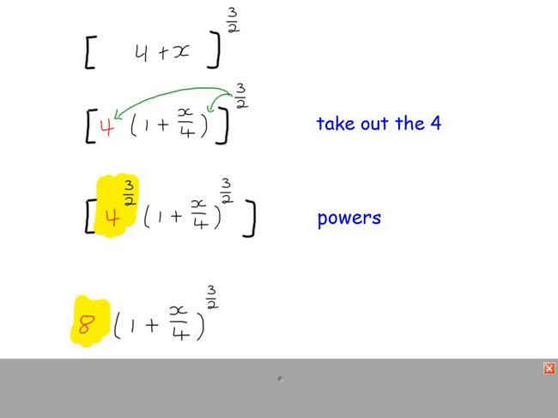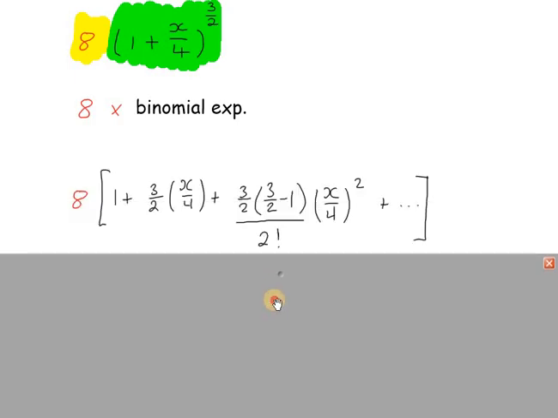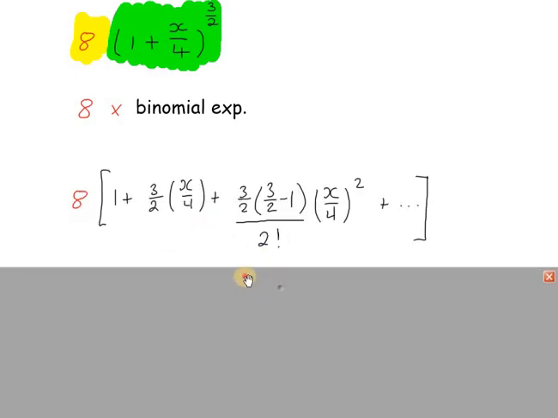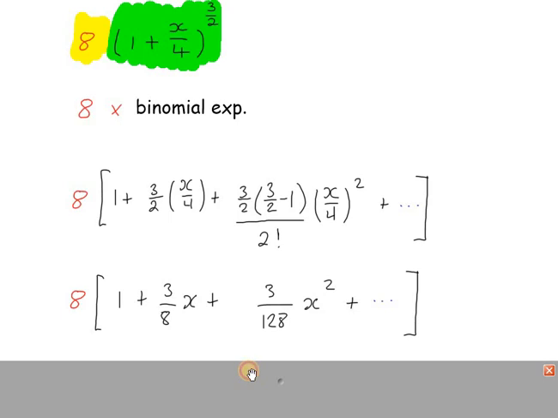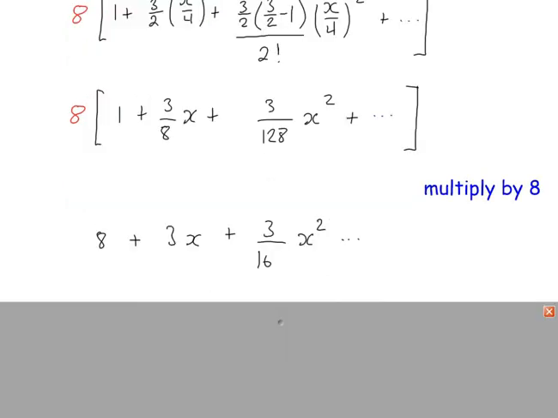So now I have to continue with my binomial expansion for the part in green here, and then every term will be multiplied by 8 at the end. So like this, and just simplifying, I get all of these, and then multiplying by 8, my final answer.